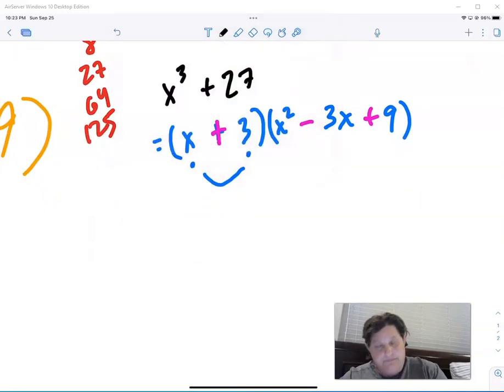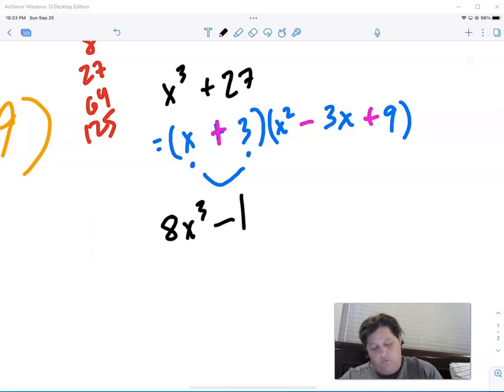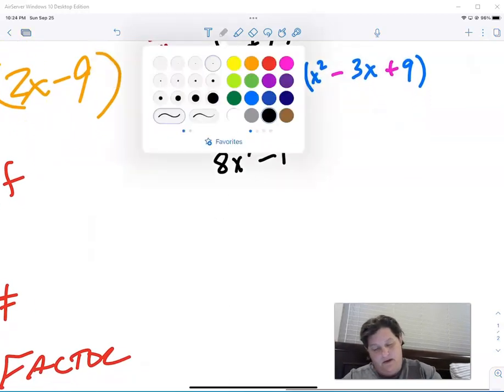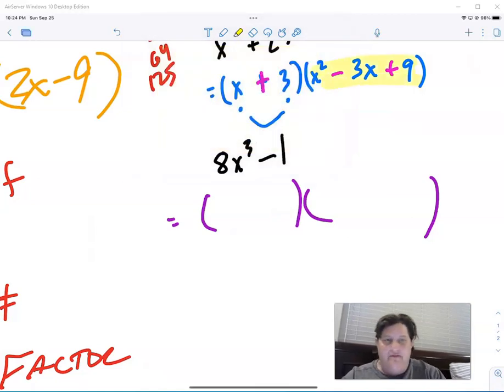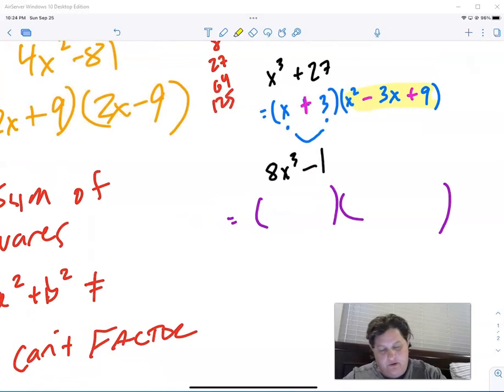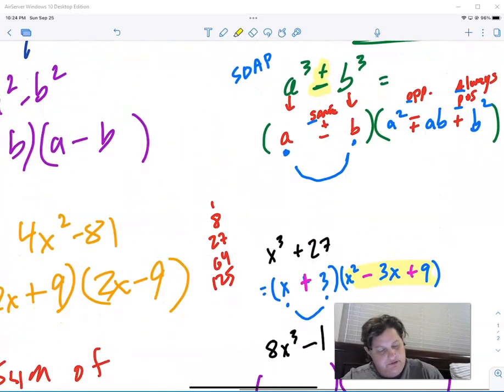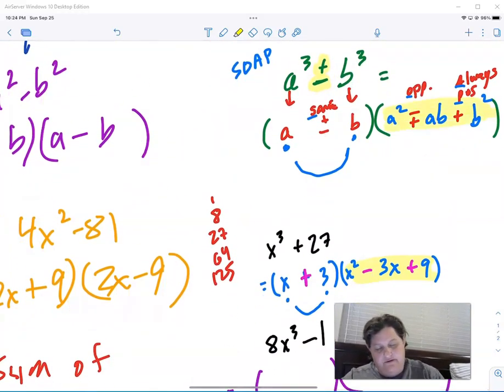Let's say I do 8x cubed minus 1. Oh, and by the way, I should mention this. When we do a difference of cubes, this part right here will never factor. It's impossible. It won't factor down anymore. It always has imaginary solutions. So this stuff never factors.